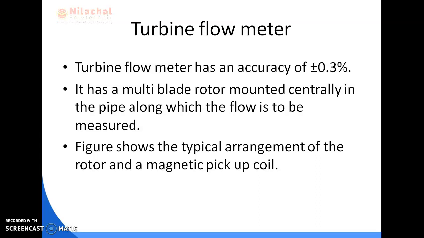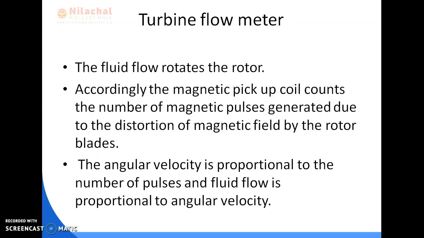Our next type of sensor is the turbine flow meter. The turbine flow meter has an accuracy of plus or minus 0.3%. It has a multi-blade rotor mounted centrally in the pipe, along which the flow is to be measured. Here we can see the diagram and arrangement of the turbine flow meter. It has the typical arrangement of a rotor and a magnetic pickup coil.